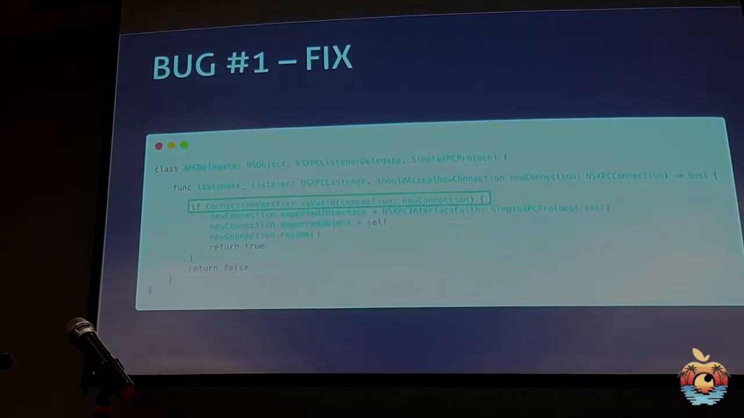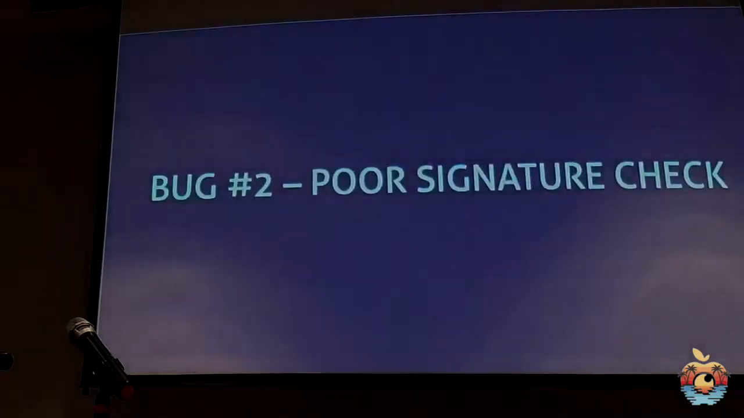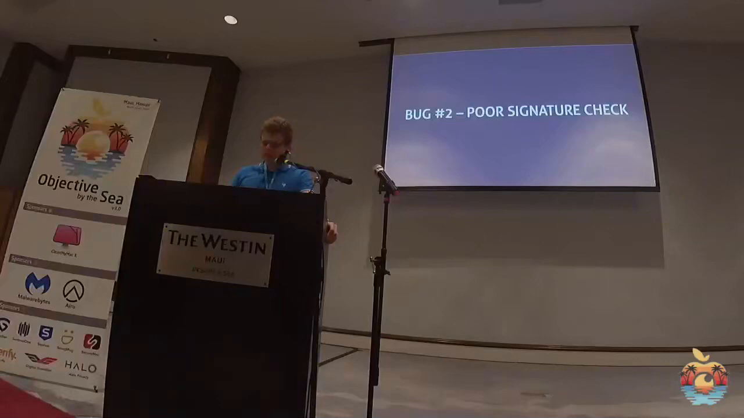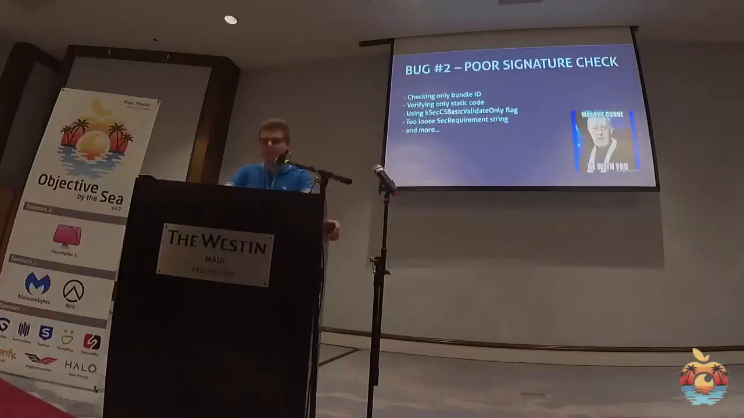But when we are talking about validation of the process, we also in our industry think about cryptography. And since it's cryptography, a lot of bad things may happen here. So the second category of bugs is poor signature check. Examples of poor signature checks may be checking only bundle identifiers, verifying only static code, using the kSecCSBasicValidateOnly flag, which will only make sure the application has been signed with a certificate, but not even if the certificate is trusted or not, tools, sec requirements string that I will show you on the next slide, and many, many more.